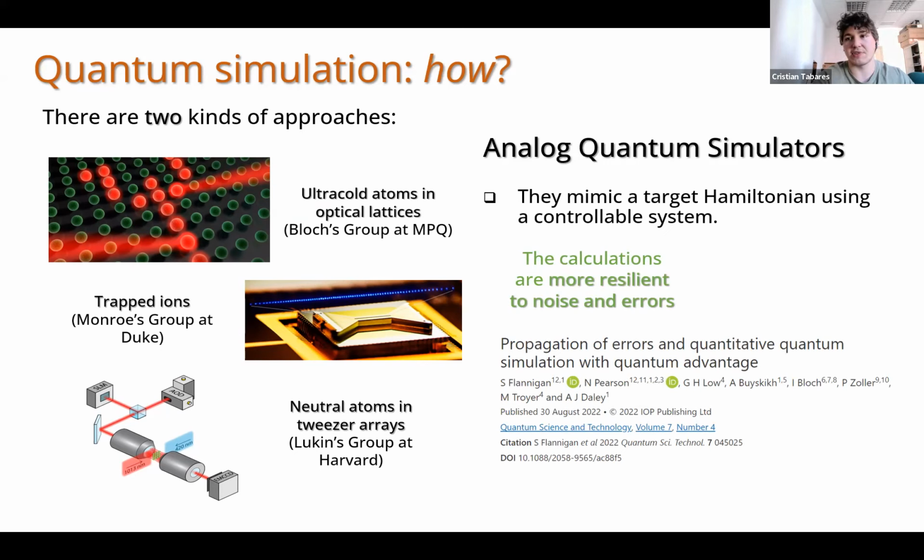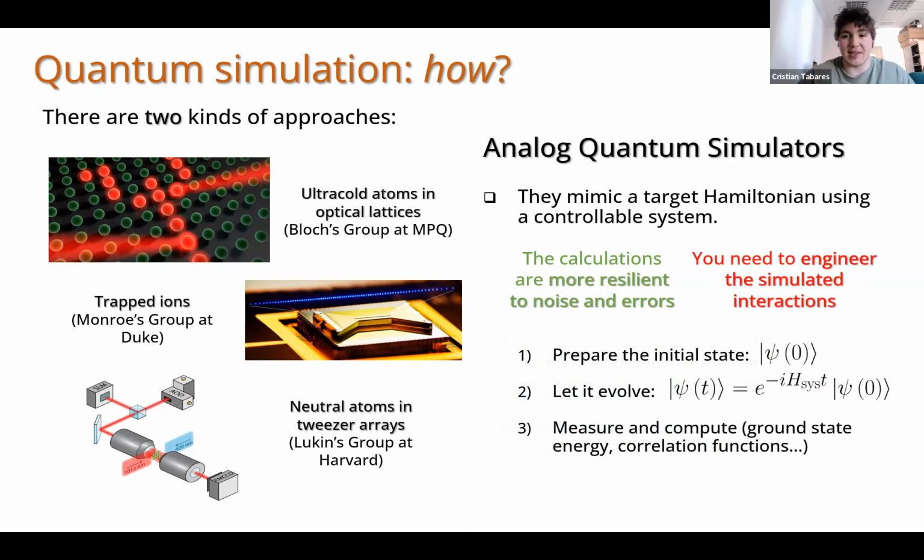and quantities instead of, for example, ground state energies. And that allows you to more or less cancel some errors, at least statistically, okay? But the problem with this is that, as I just discussed, you need to engineer, at least to some extent, the simulated interactions, okay?